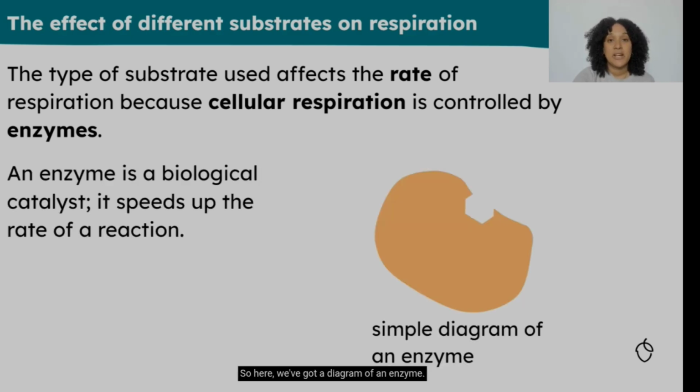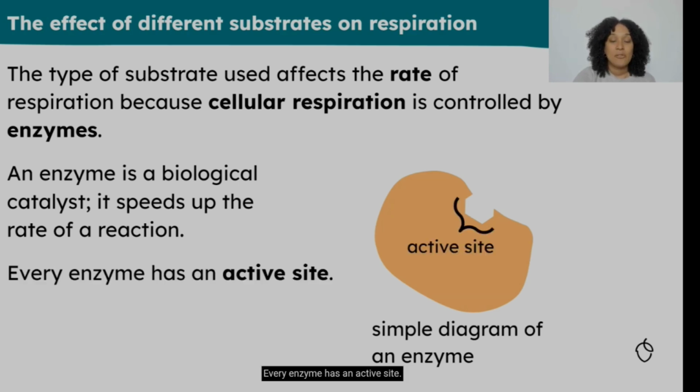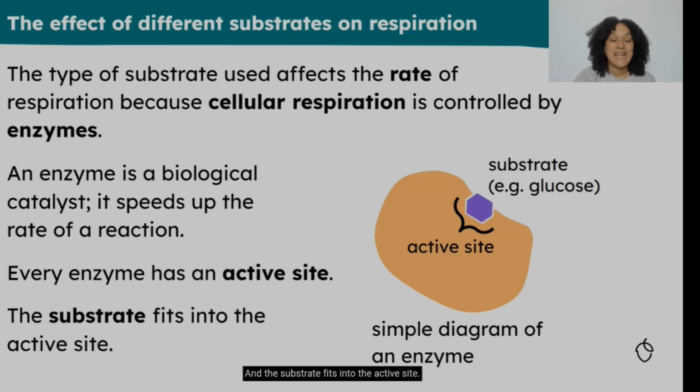So here we've got a diagram of an enzyme. An enzyme is a biological catalyst. It speeds up the rate of reaction. Every enzyme has an active site, and the substrate fits into the active site. So that purple hexagon there, that's the substrate fitting into the active site of the enzyme.